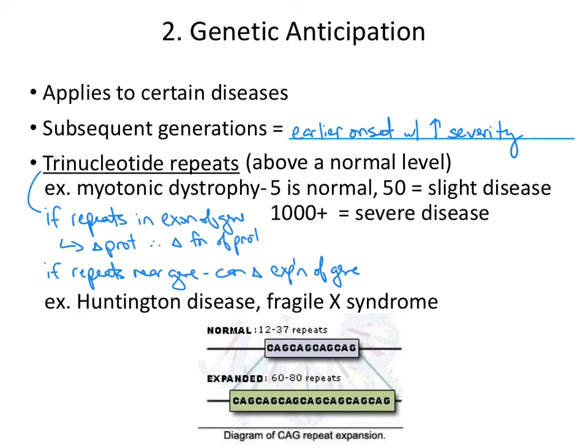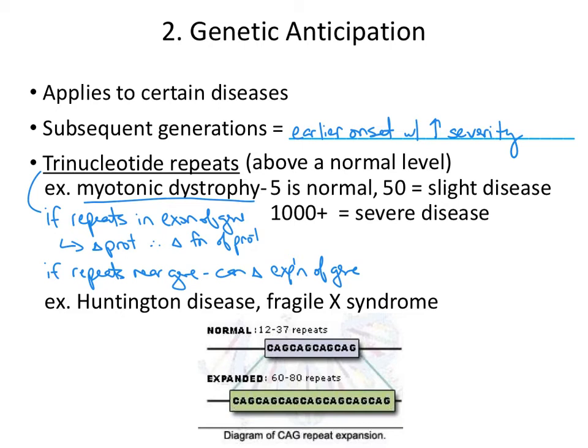All right, now we have 2 examples here of diseases that have genetic anticipation, where it does get worse with every generation. So myotonic dystrophy, when you say myo, that means muscle for my AMP people. There are 5 trinucleotide repeats, it's normal. If there are 50, there's minor disease, and that means they probably have some cataracts, maybe some mild muscle issues. If there are more than 1,000, there's severe disease. This is often fatal after birth. So the more repeats you have, the more severe the phenotype, and the earlier it sets on.